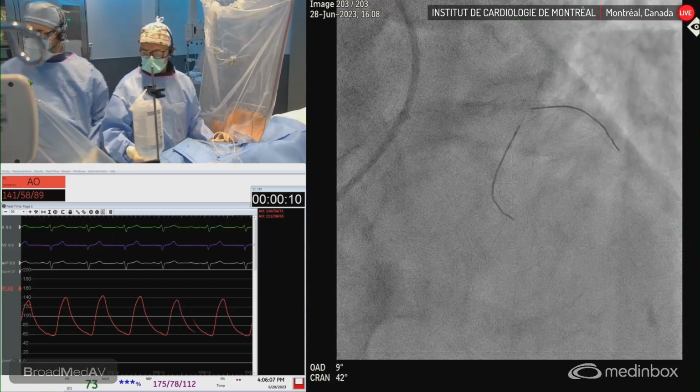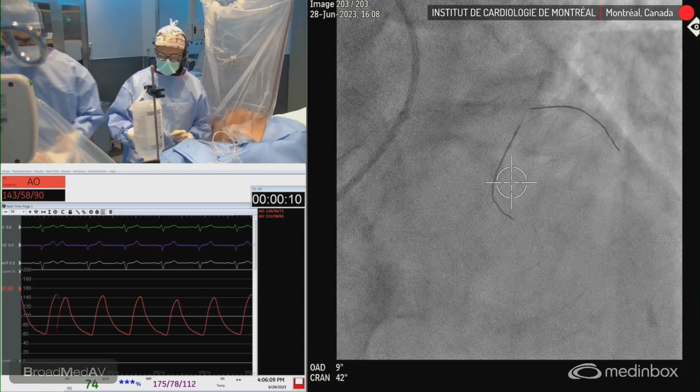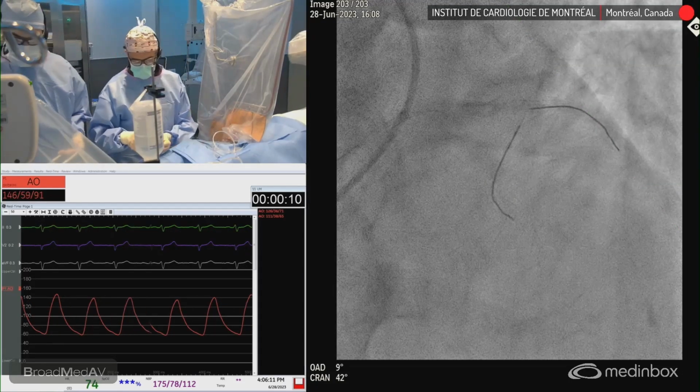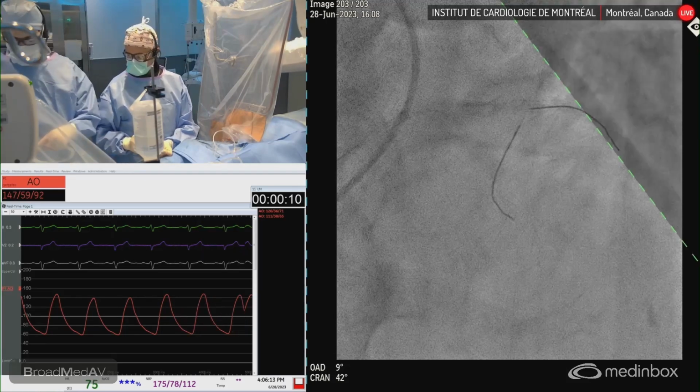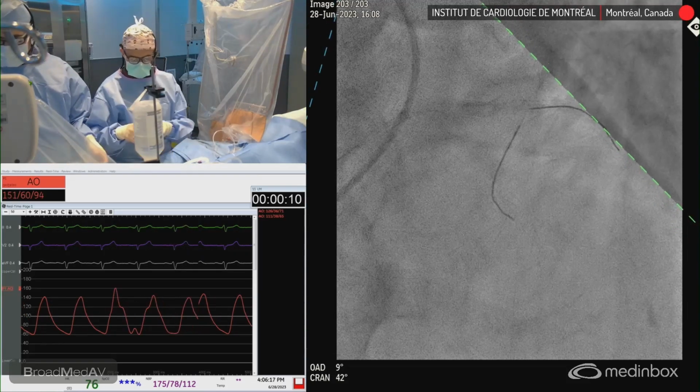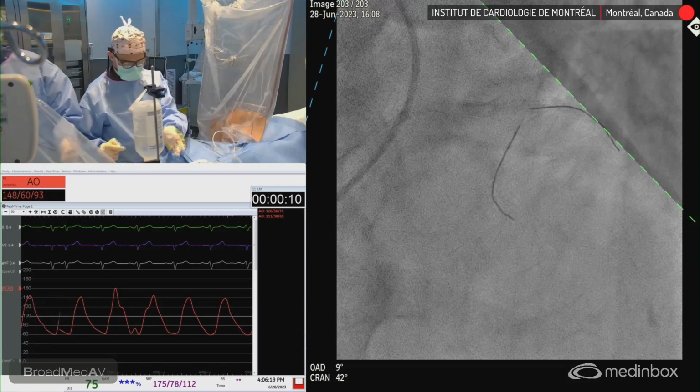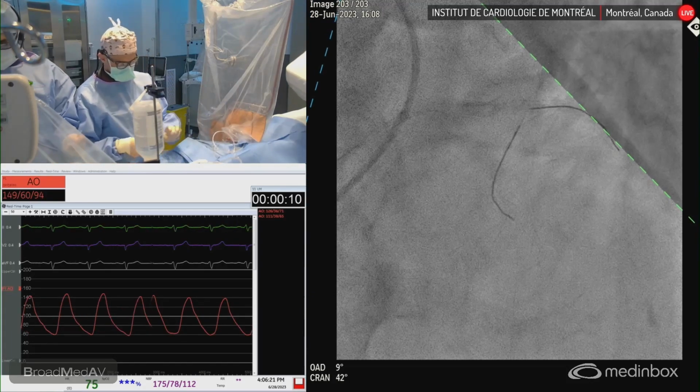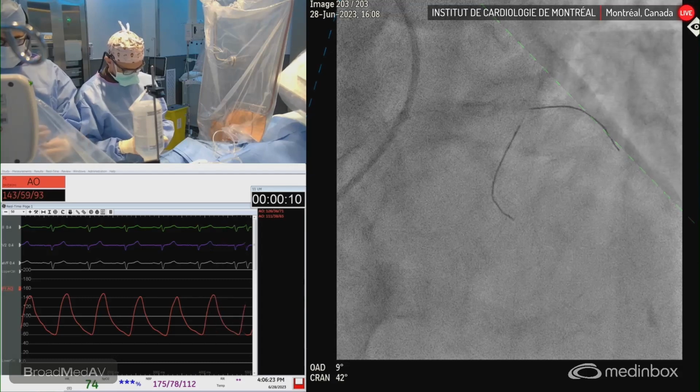We're going to go first in the LED because that's the tough to wire, and then we'll go in the circ. Sometimes to save a step, I bring the two balloons and inflate, but let's go the LED first. It may be the most difficult because of the stent and the way you cross with the wire. We start with 2.5 and we'll see.